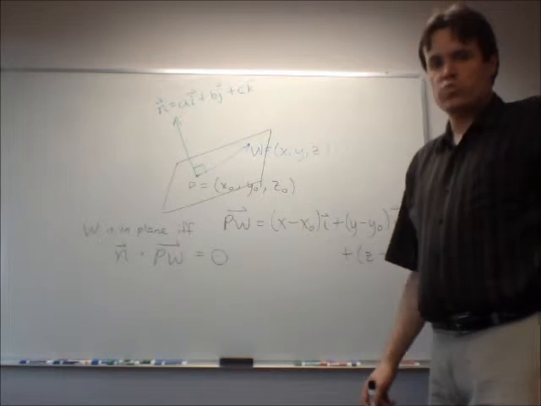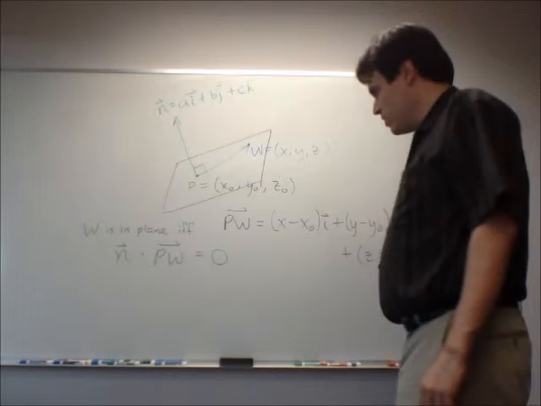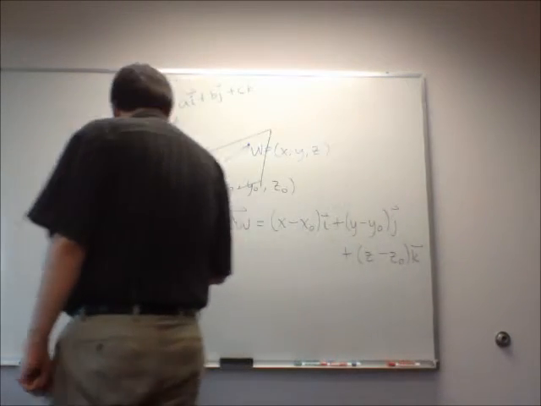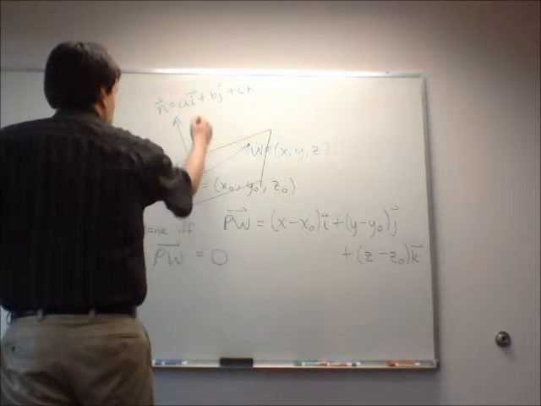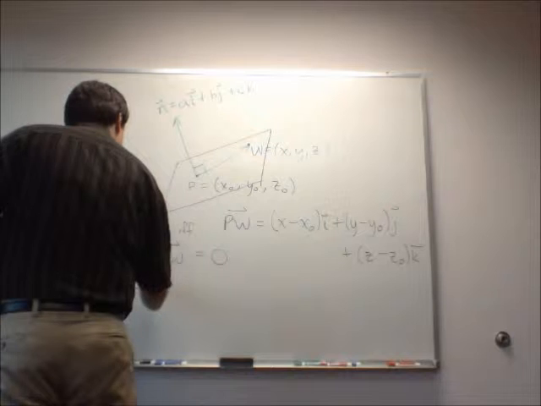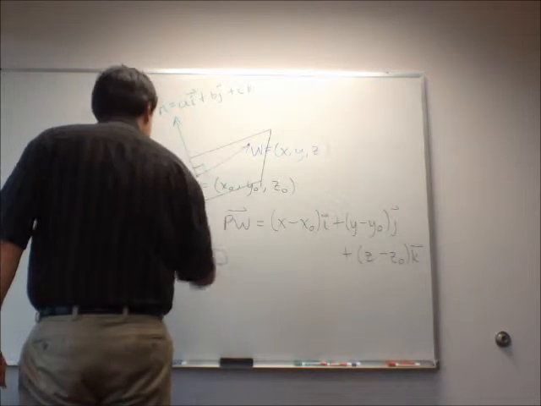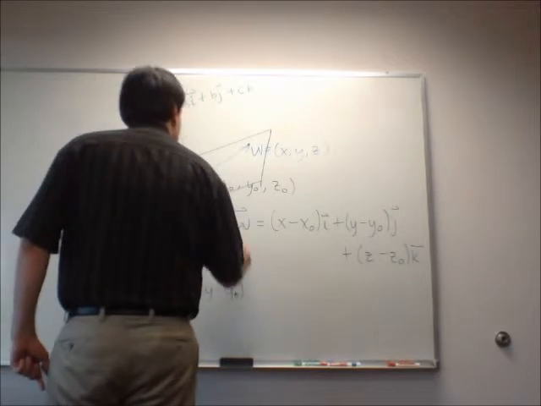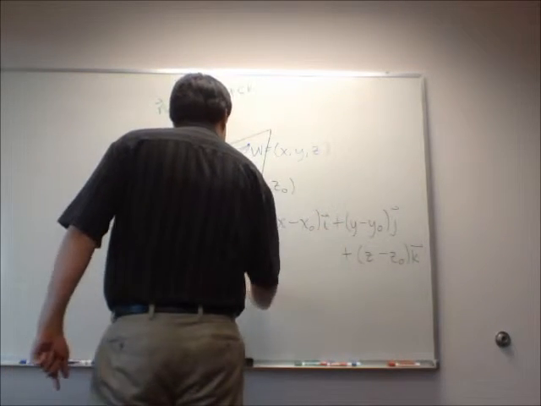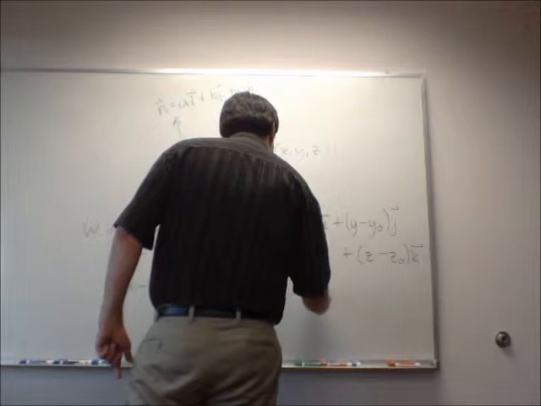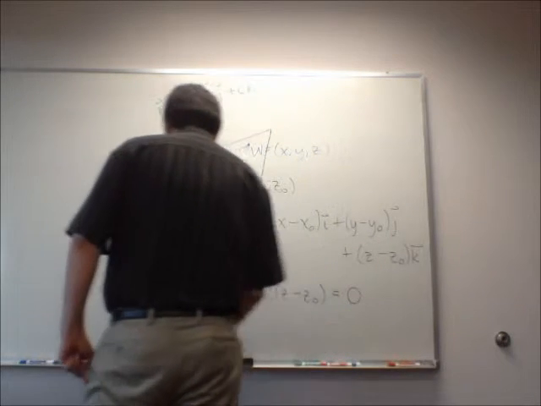Now let's write down algebraically what it means for that dot product to be 0, because I have coordinates for n and I have coordinates for pw. N dot pw is going to be a times x minus x naught plus b times y minus y naught plus c times z minus z naught. And I need all of that to equal 0.